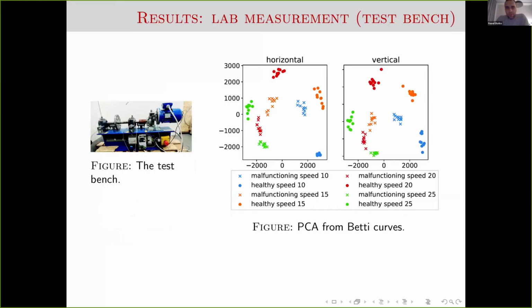The second layer of trust was on the test bench. Actually in lab conditions, they built this machine and they have an engine, so they could rotate at different speeds, and they have broken and non-broken components.